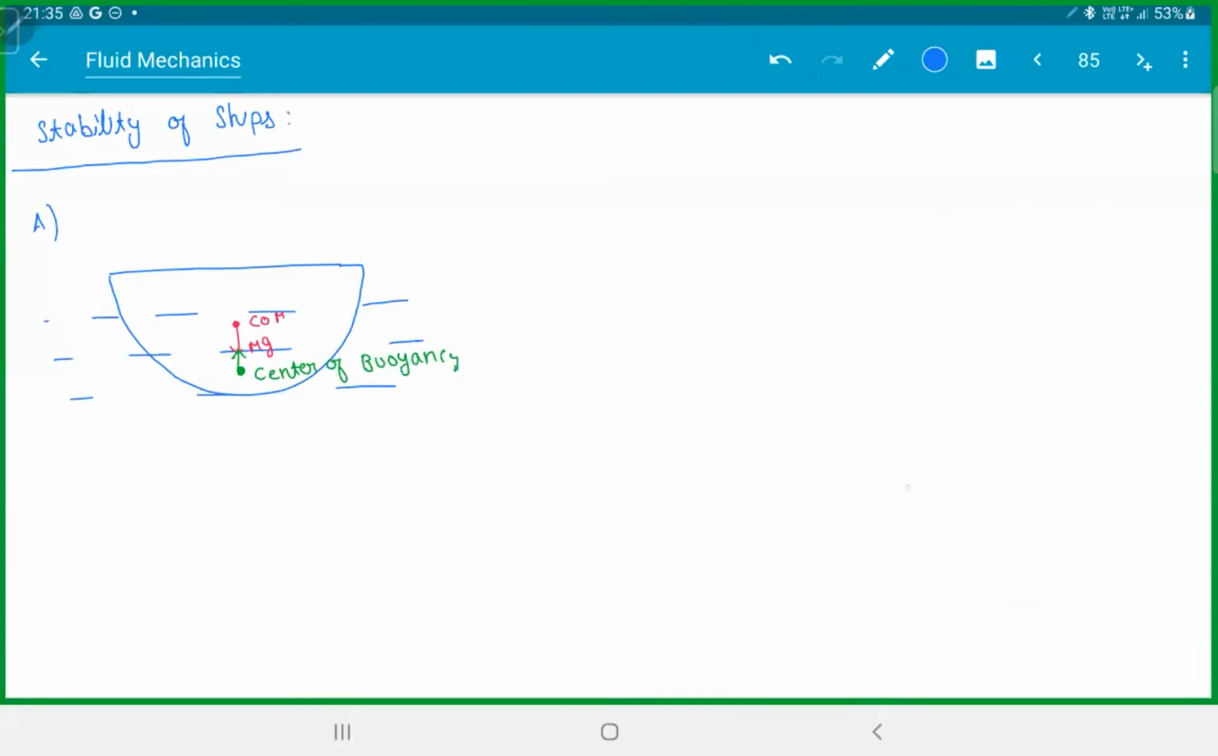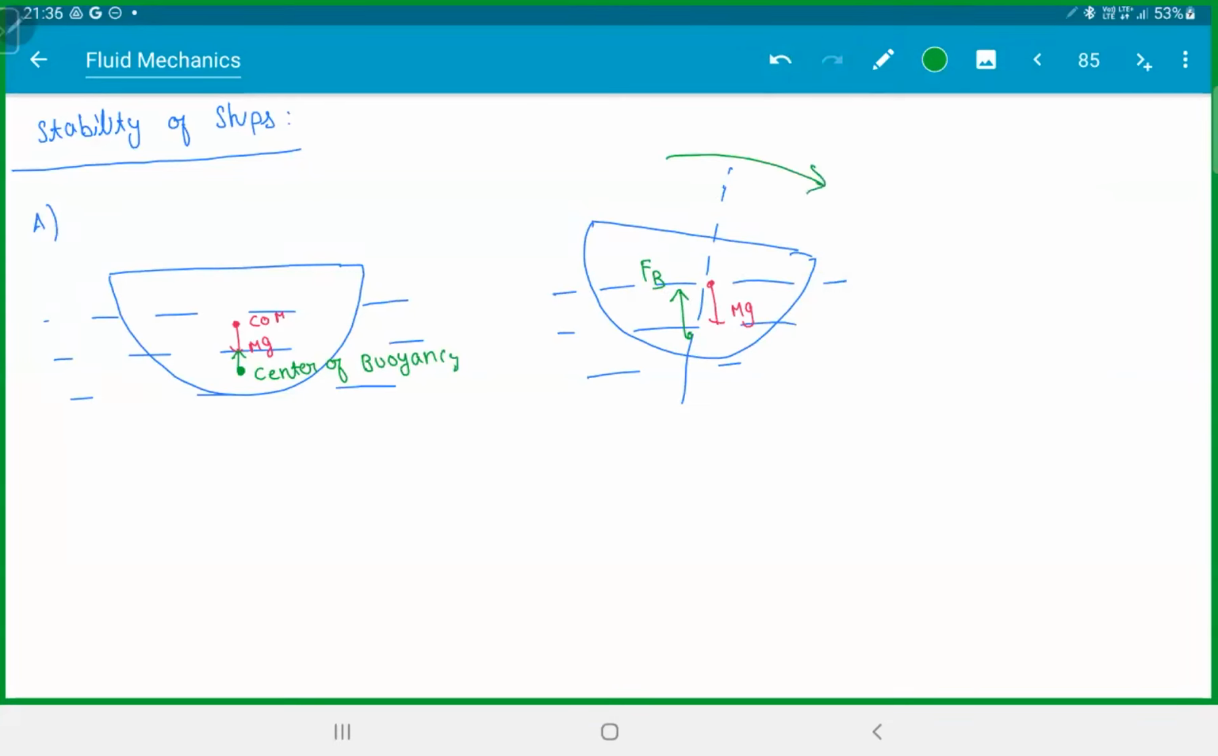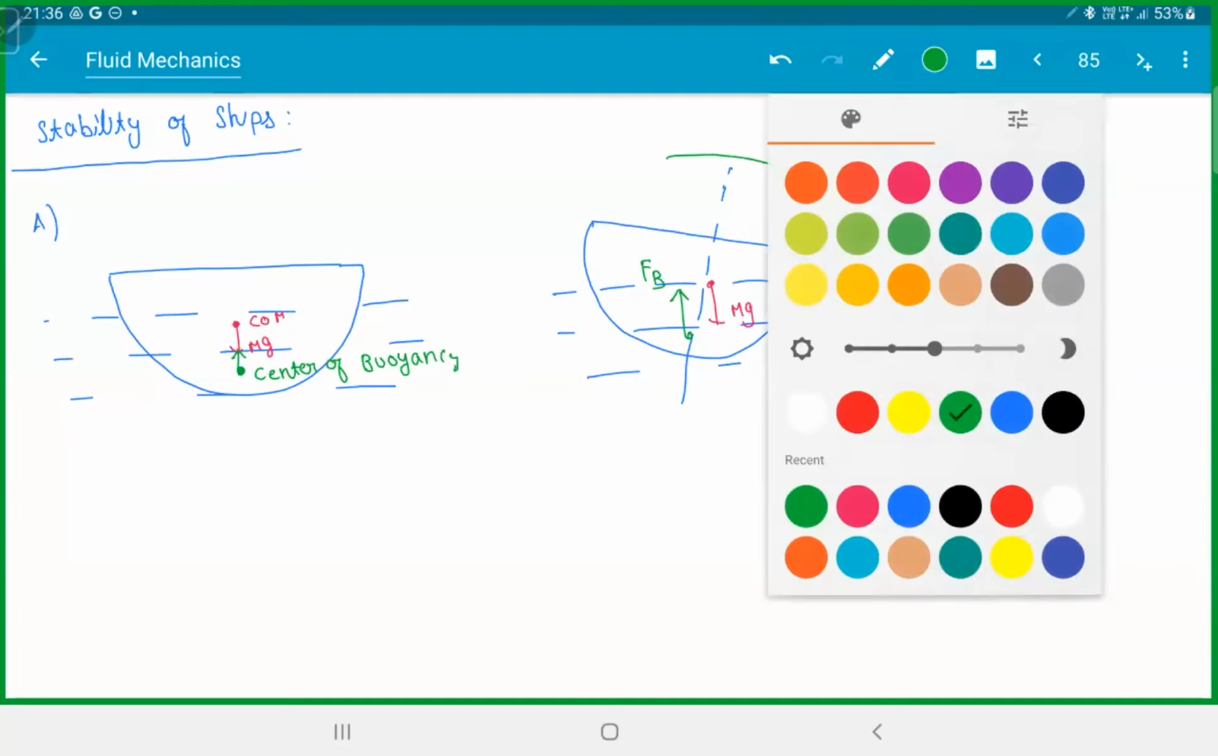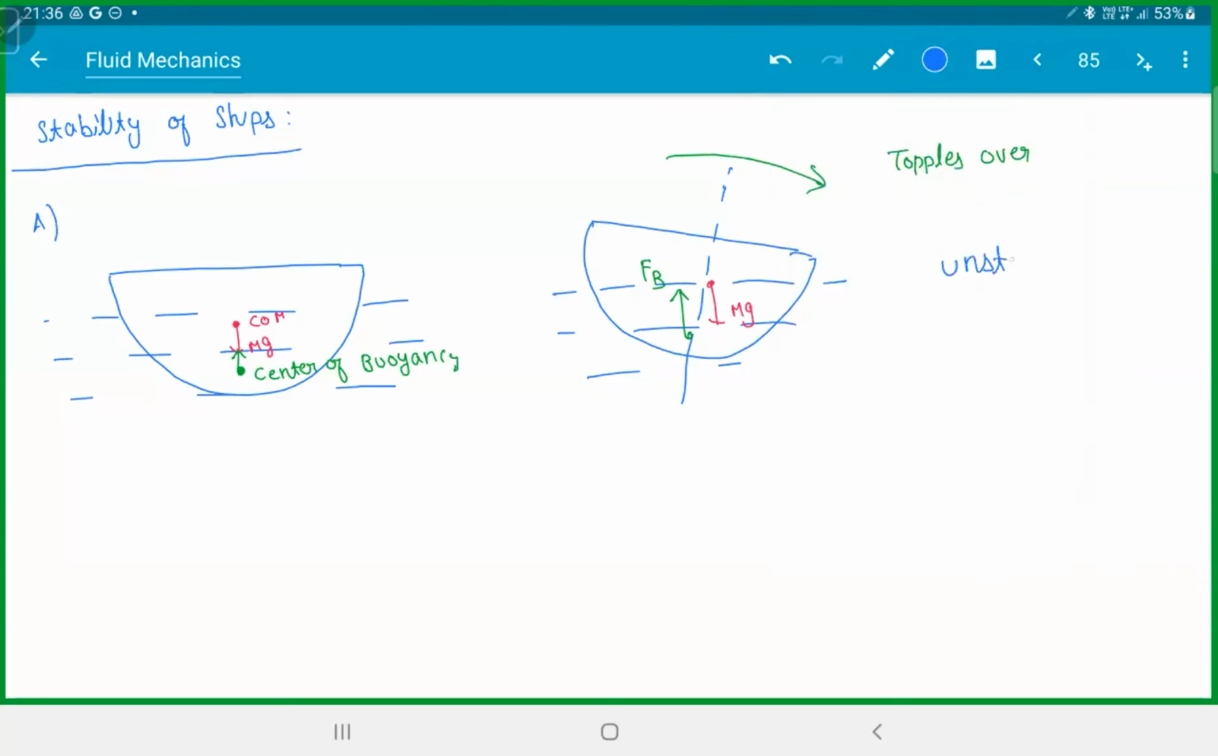Now, let's say the ship tilts a bit due to the water waves and everything. The mg will act here and the buoyant force will act here. What will happen to the ship? How is the torque? Clockwise or anti-clockwise? Fb is this way, mg is this way. How is the torque? Clockwise, no? This will topple over. Unstable equilibrium. If you design a ship like this, it is going to topple over and sink.